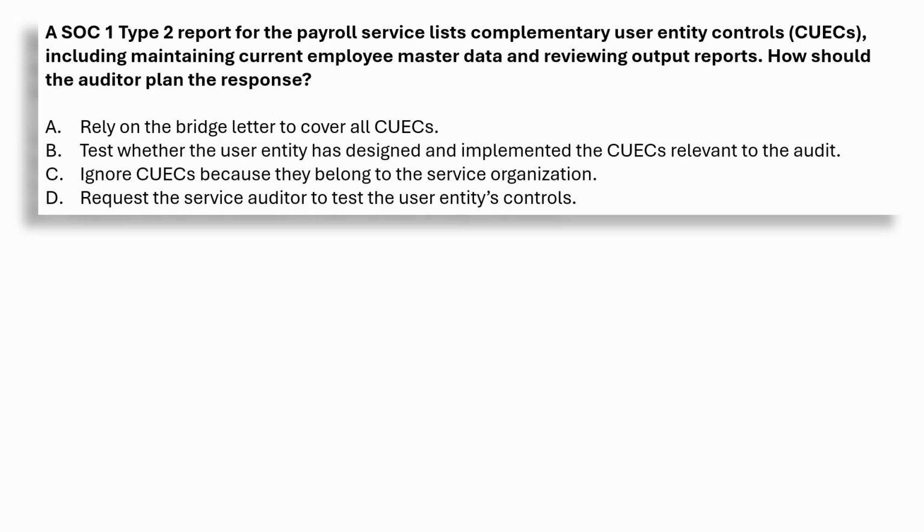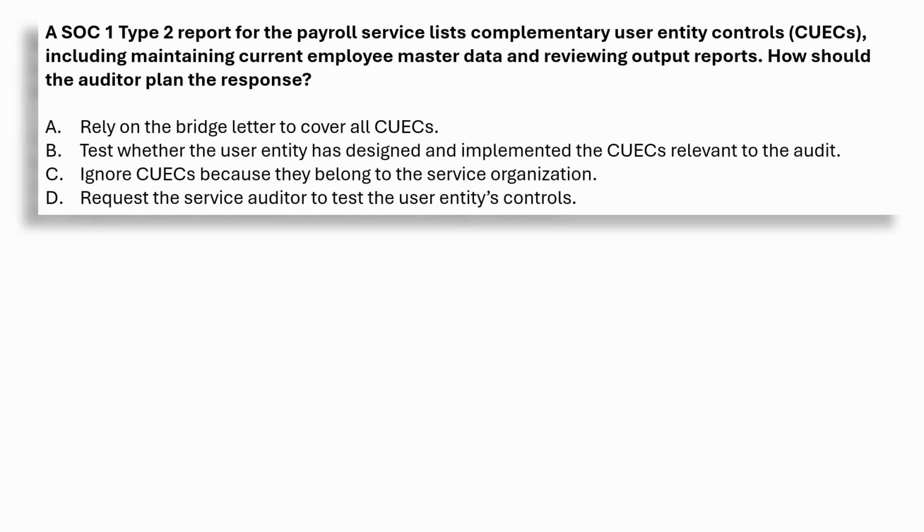Moving on to the next question. A SOC 1 Type 2 report for the payroll service lists complementary user entity controls, CUECs, including maintaining current employee master data and reviewing output reports. How should the auditor plan the response? Option A, rely on the bridge letter to cover all CUECs. Nope, a bridge letter only covers the gap period between the report date and year-end. It doesn't magically say, oh, by the way, the client also did their part with CUECs.